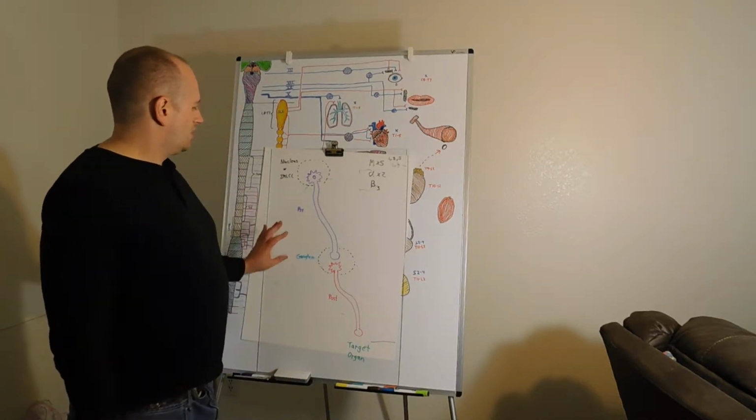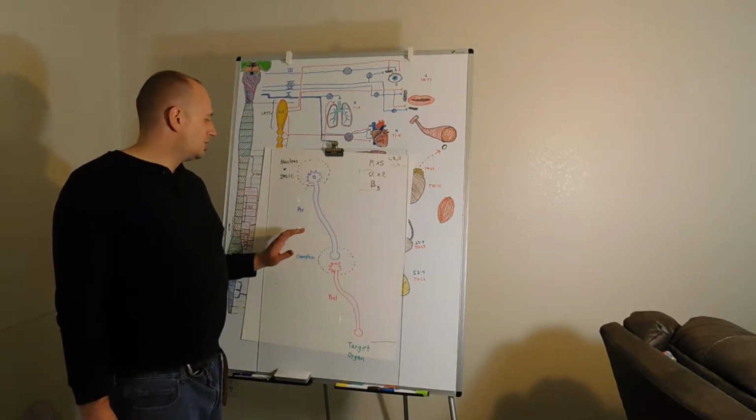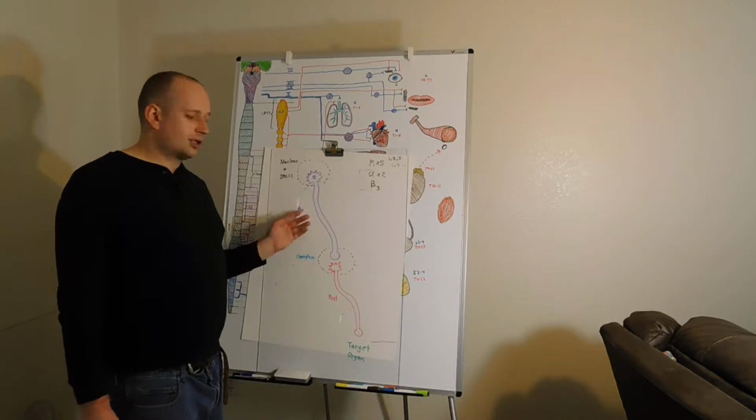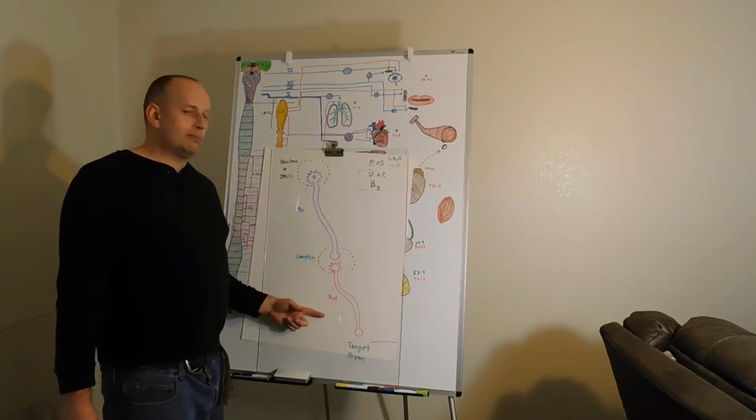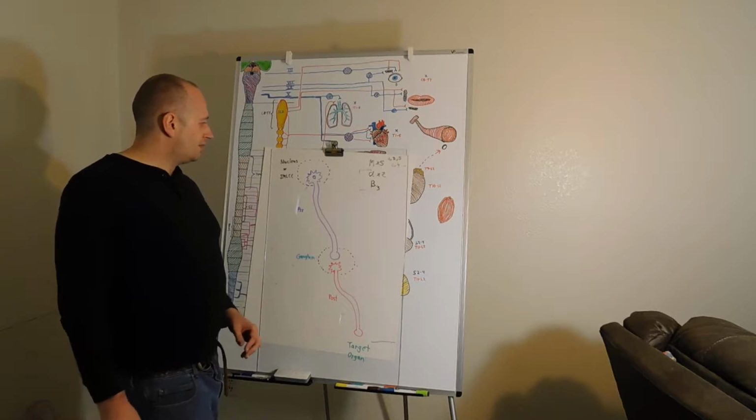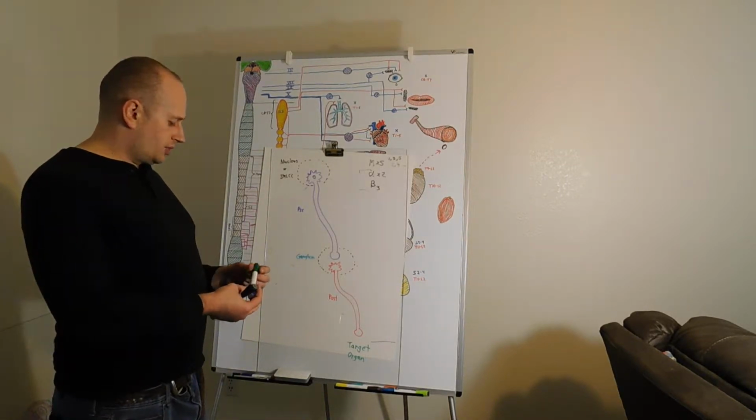So you can see this again. I did show this in the first video, and I talked a little bit about the preganglionic and postganglionic neurons. You can review that if you'd like. So let's just get started here.